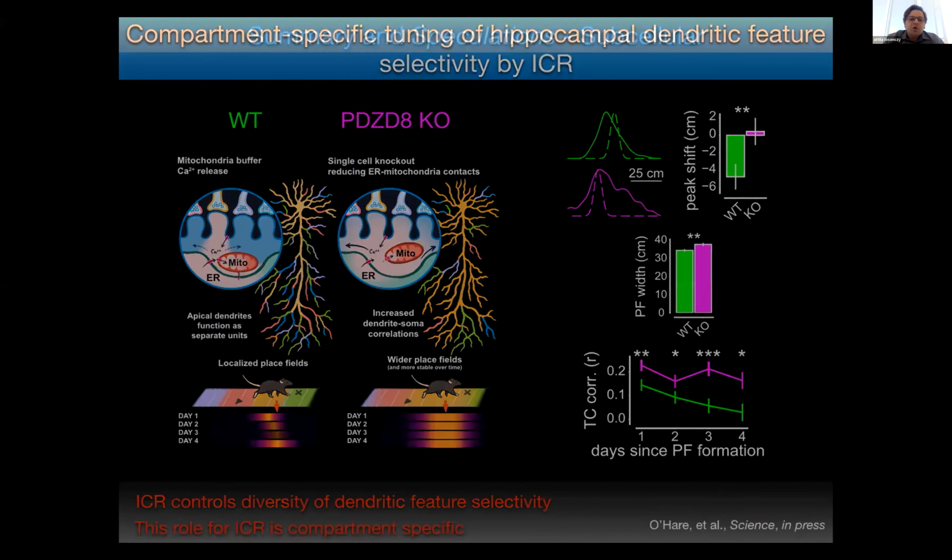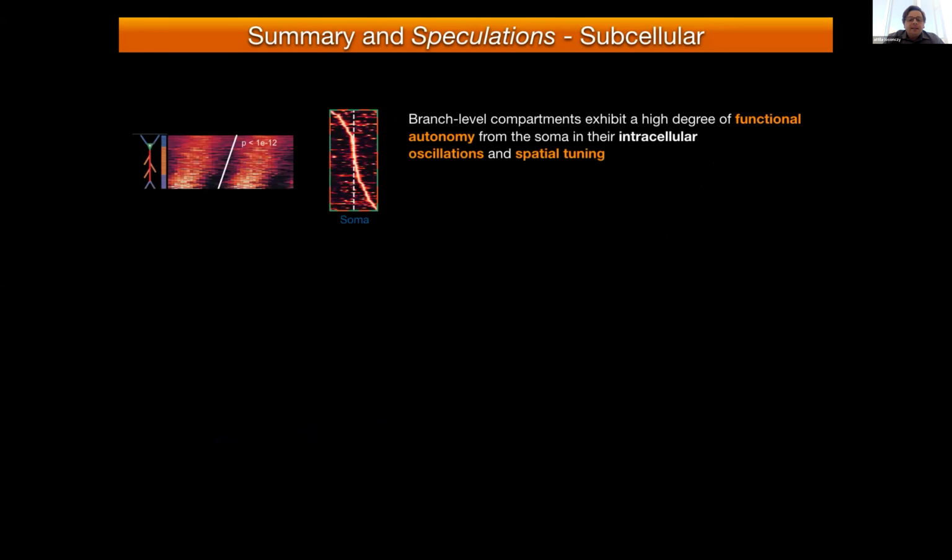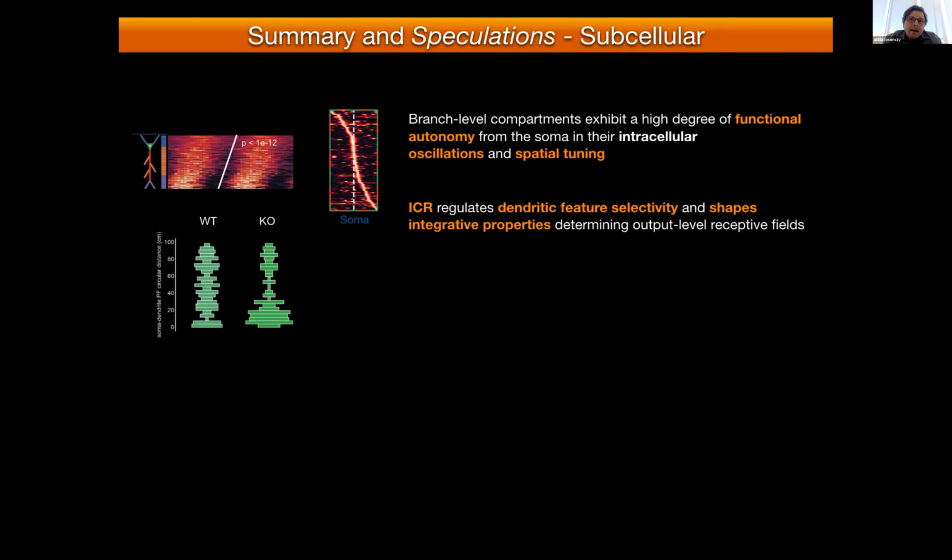What I'd like to do is just very quickly recap the second part on dendrites. What I first showed you is that branch-level dendritic compartments have a high degree of functional autonomy from the soma, both in their intracellular oscillations and spatial tuning. We identified one mechanism that regulates this dendritic feature selectivity and also shapes output-level somatic place fields.